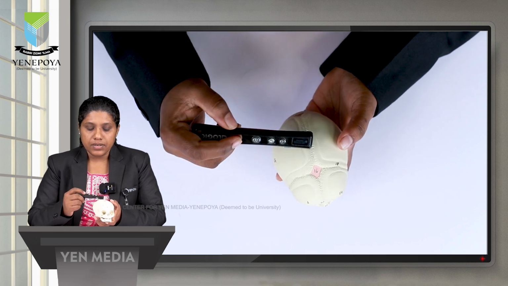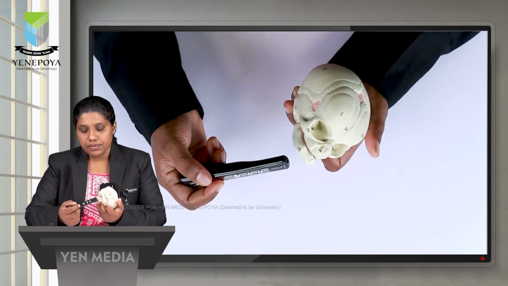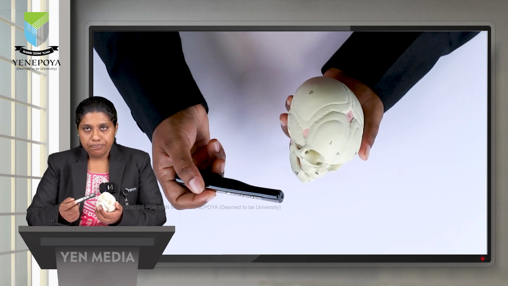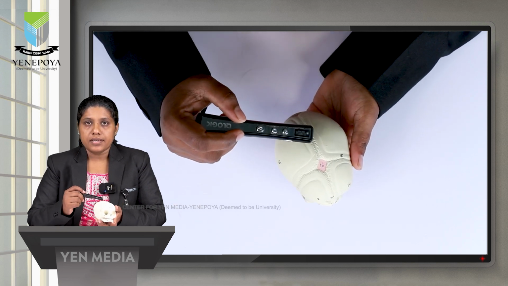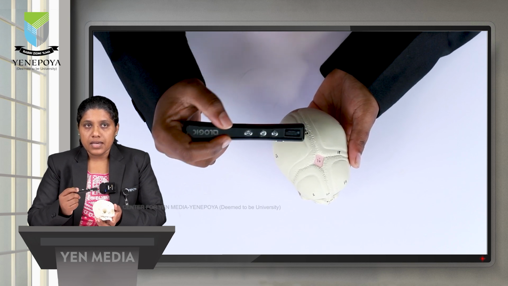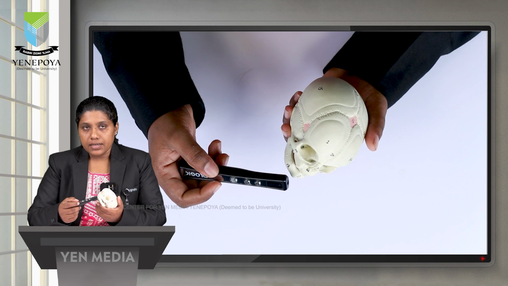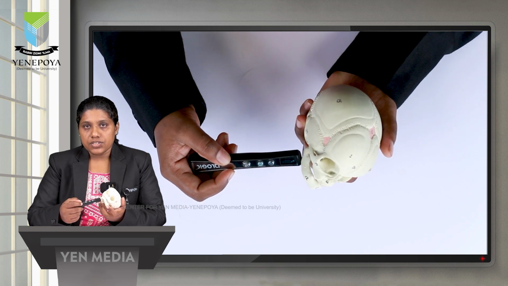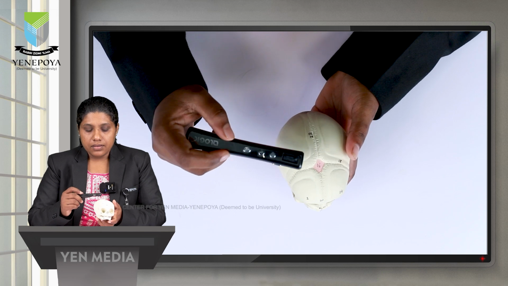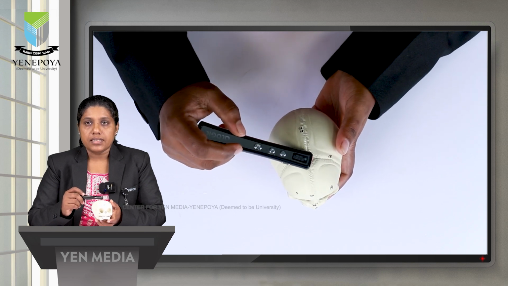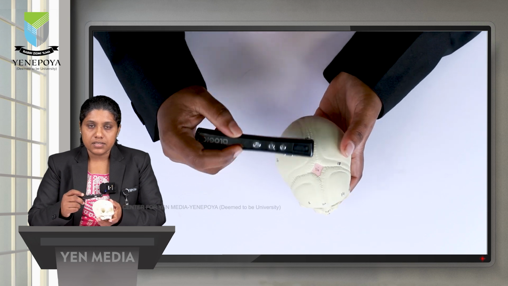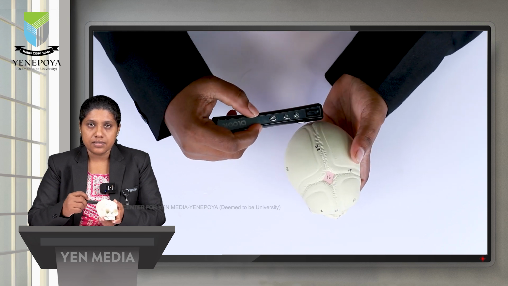Next one is the submentovertical, which extends from the junction of the floor of the mouth to the highest point in the sagittal sutures, that is 11.5 centimeter. Submentobregmatic again extends from the junction of the floor of the mouth to the center of the bregma, that is 9.5 centimeter. I hope these longitudinal diameters are clear for you.